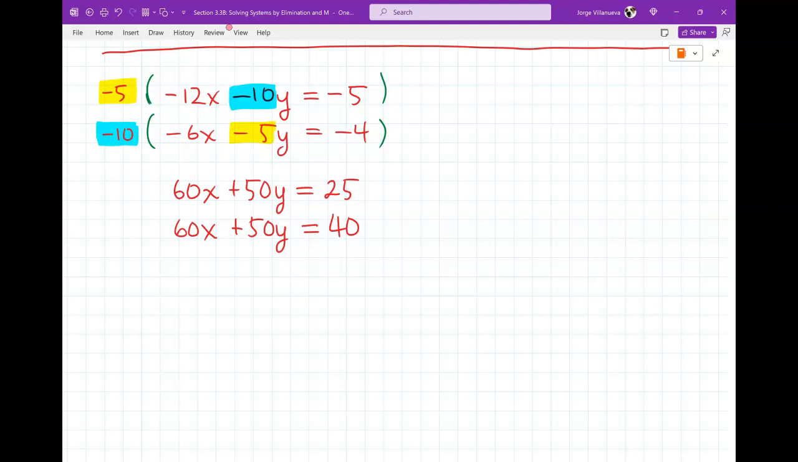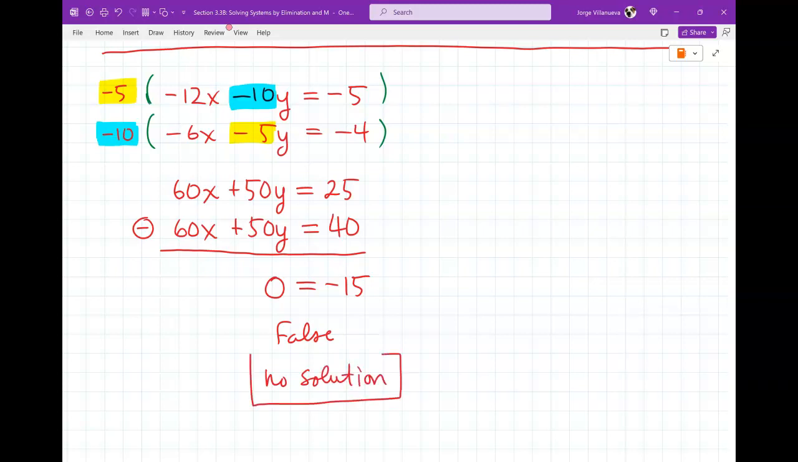Should I add or subtract? Subtract. Let's subtract. What happens when I subtract? Everything is gone, and all I have is 0 equal to negative 15. Oh, what do I do now? False. That's false, which means no solution. So yes, you can still get those kind of answers. All right? All right, so this is what your homework is.